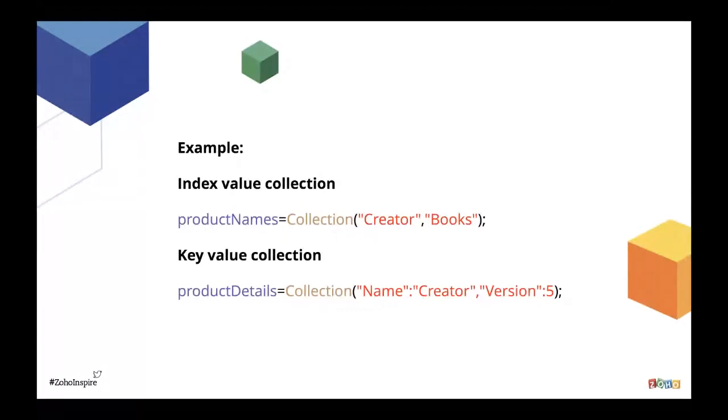Here's an example of how to create an index value collection and a key value collection. Here we are creating a collection of all the different products. The collection name is product names, and the values are creator and books. For the key value collection, it's quite similar. You declare the collection name equals collection, and then you specify the different values. Here the name is creator and the version is 5. As you can see, the separator that you use to differentiate the key and the value is the colon symbol, and each pair is known as an element and is separated using commas.